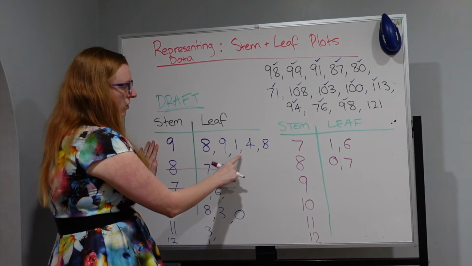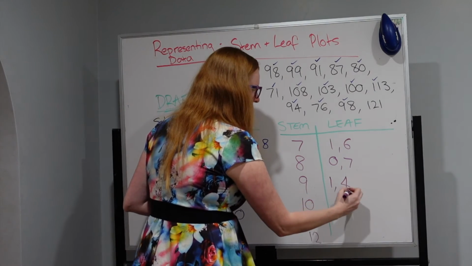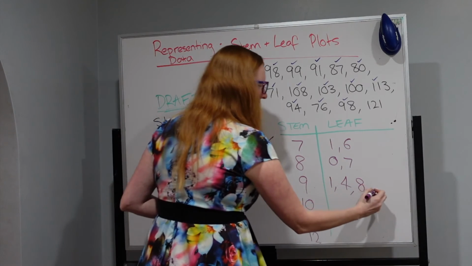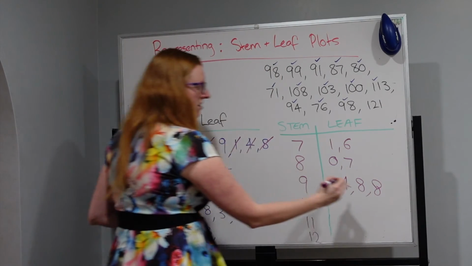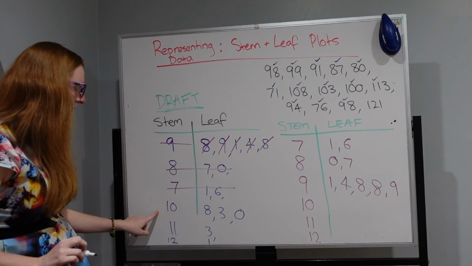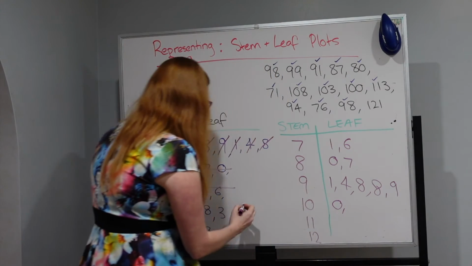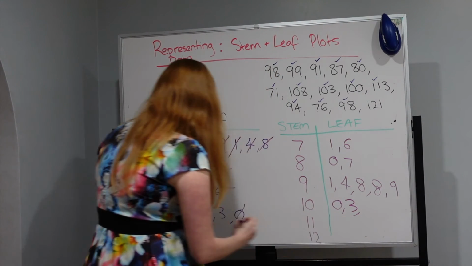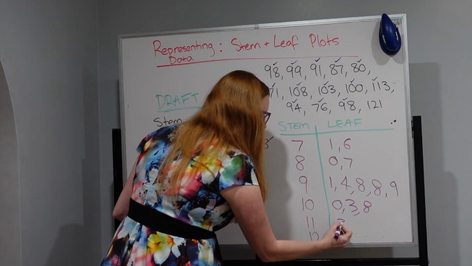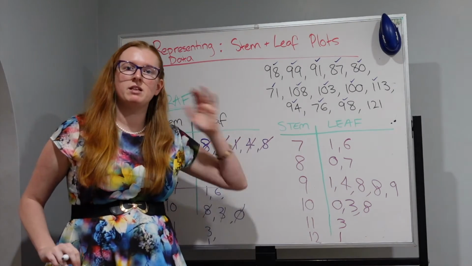Now let's do our 9s. Okay, so I've got 8, 9, 1, 4, or 8. So 1 comes first, then 4, then 8, then 8, then 9. Okay, so 9s are done. Now let's do 10. So 8, 3 and 0. So 0 comes first, then 3, then 8. Okay, then I've got 11, it only has a 3, and then 12 has a 1. There we go. So this is our proper stem and leaf plot.